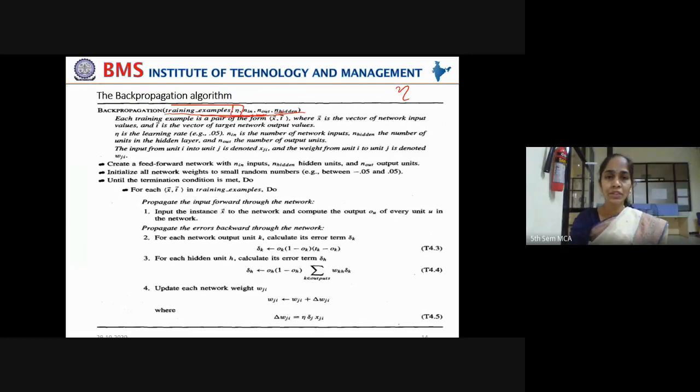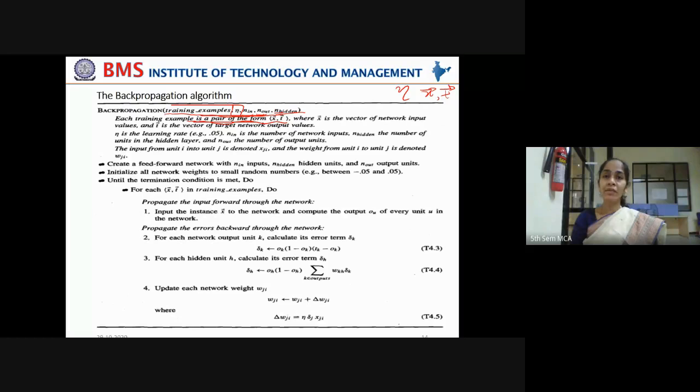Now each training example is a pair of the form x bar, the x vector, and t. What is the x vector? It is a combination of lots of input attributes, x1, x2, x3, and so on. And for t, sometimes you may get a single target value, sometimes you may get multiple target values. Remember, neural networks don't give only one single output. You can model the architecture to give one single output, but it is still capable of giving multiple outputs.